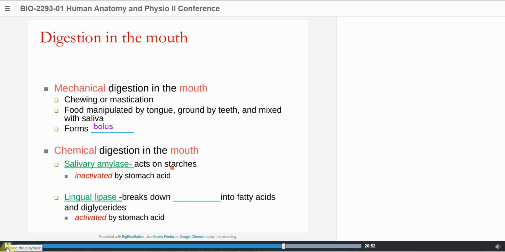Okay, it acts on starches. Starch is a polysaccharide of glucose, which is a monosaccharide. And so as amylase is in there, if you take something that's starchy and you chew it for a long time, like 5 minutes, which feels really gross to do, but try it anyhow. After a while, it starts to taste sweet.